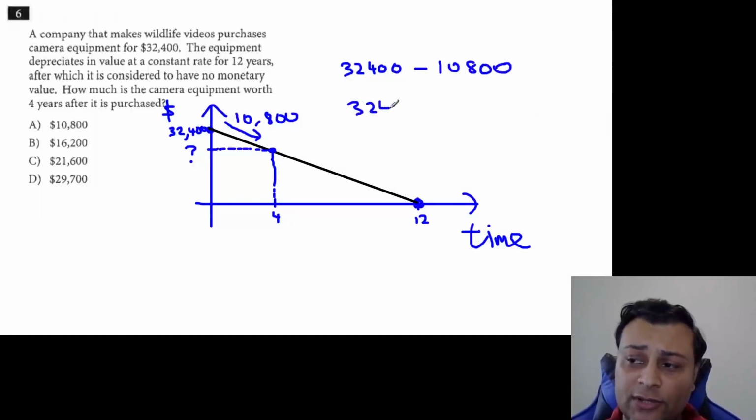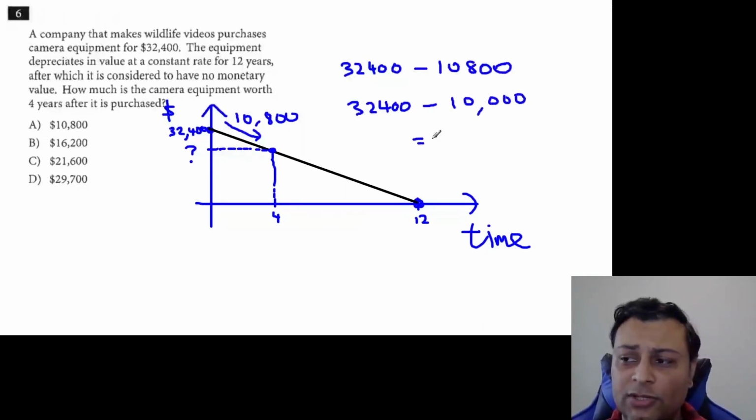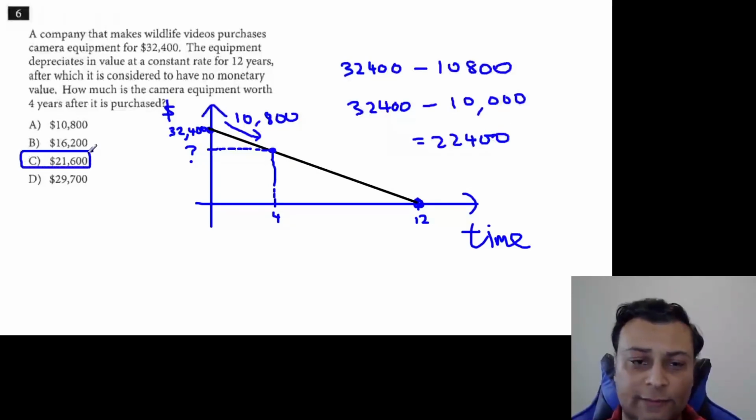just take 32,400 and subtract 10,000 first. Don't worry about the other 800 bucks. Subtract 10,000 and you get 22,400, which is already very close to C because the other numbers are all way off. And then 22,400, when you subtract the other 800 bucks, you're going to get 21,600. So the answer is C.